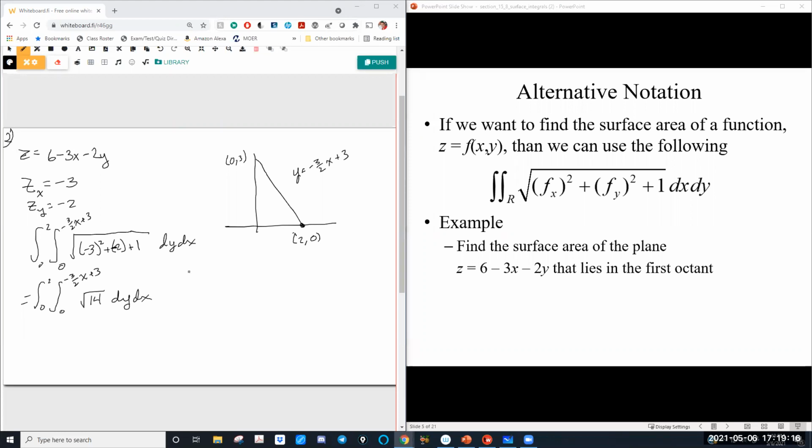If you guys want to try this one later, it comes out to be 3 square root of 14. All right. So we have two formulas that both calculate surface area. And again, one is if you're doing a parameterized surface. The other is if you're doing a function. And in a lot of cases, you can really choose which one you want to do.